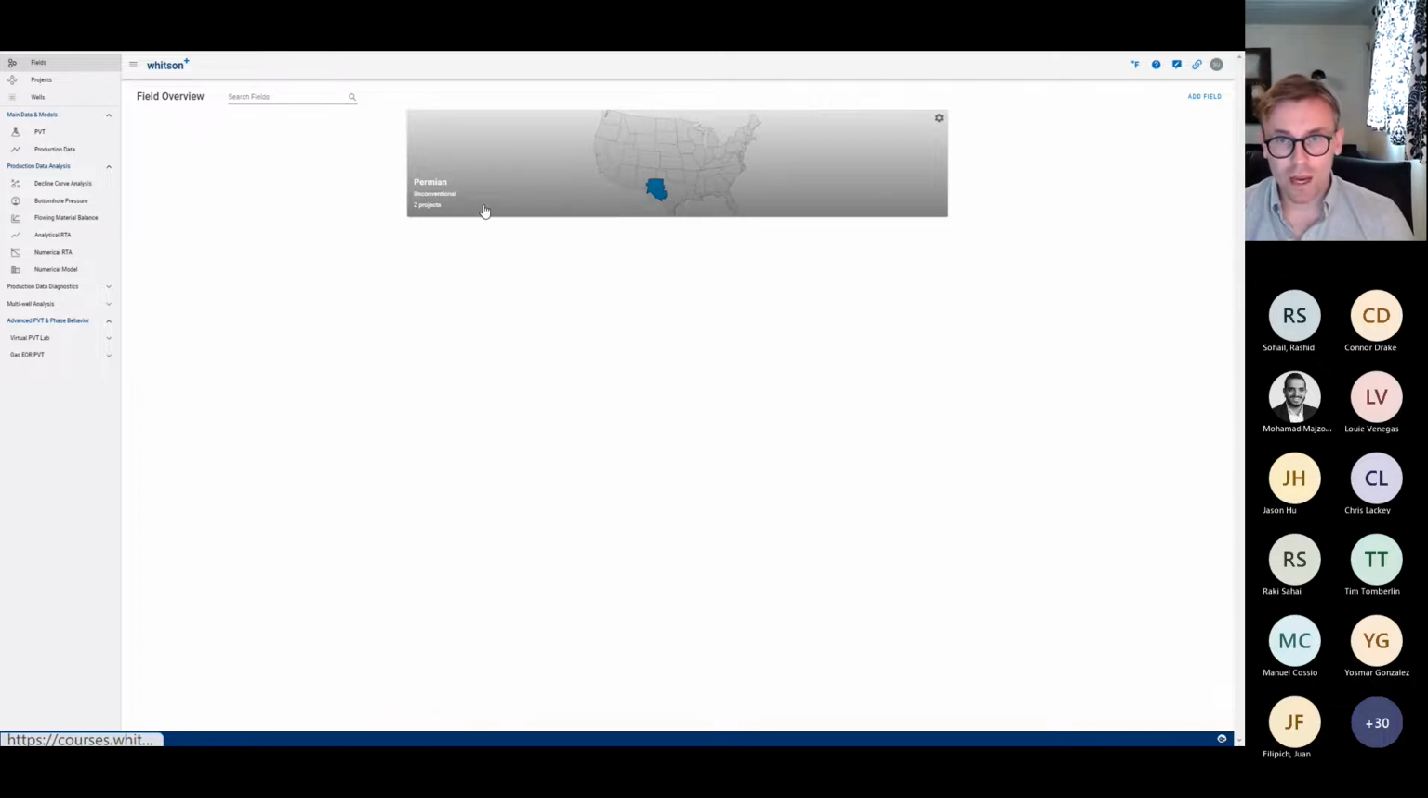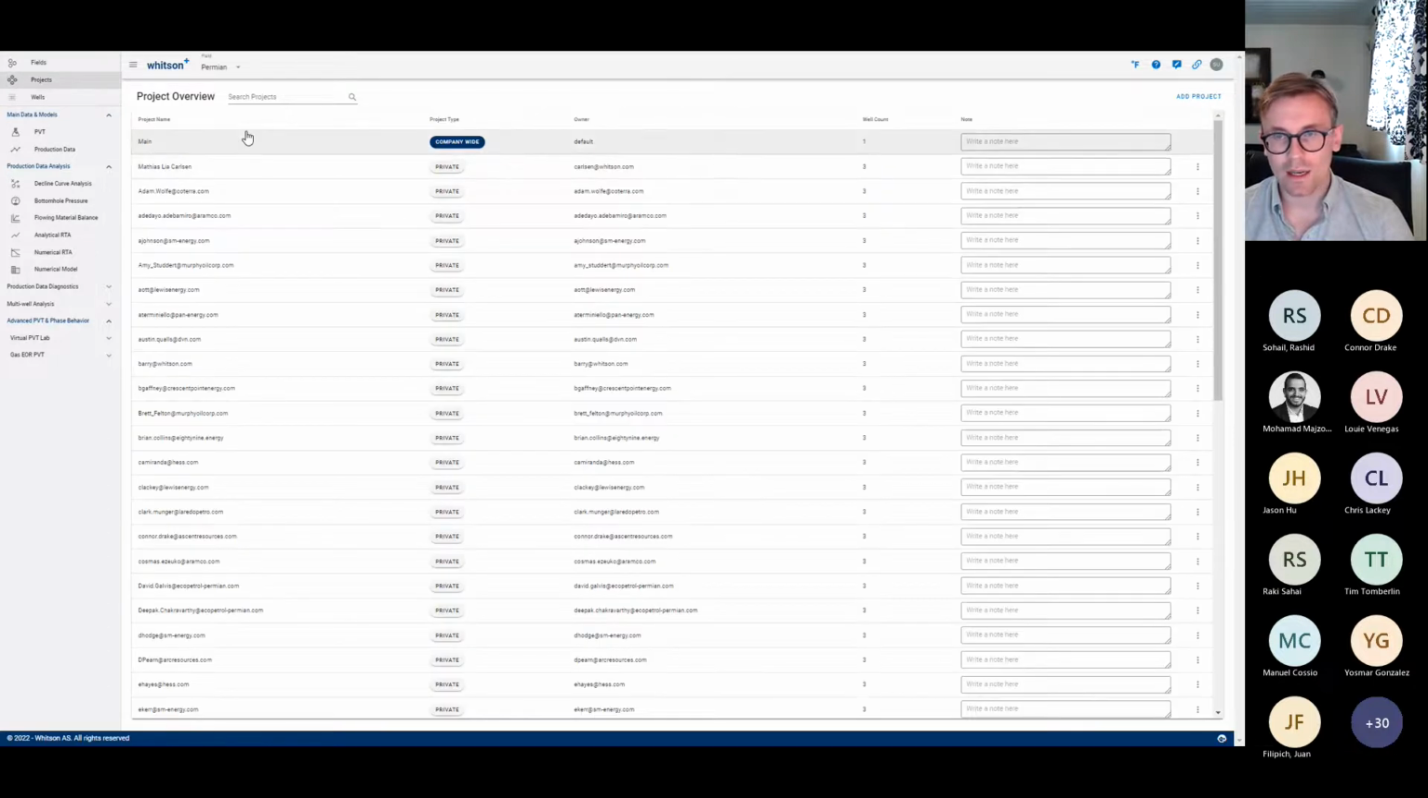In the view now, you should be able to see this field. We just call it the Permian. It's actually not Permian, but that's just to have one. Then we can go into our project. I see all the projects here. All of the projects should have 3 wells. You will only see the main project, and you'll only see the name of your project in the tool.